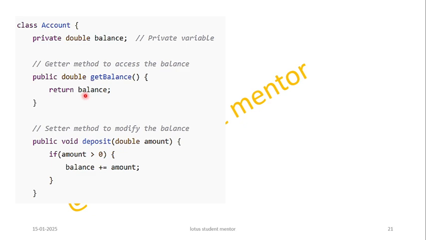After that, what will happen? The setter method is used to modify the balance. What is that setter method? That is public void deposit(double amount). If amount is greater than 0, then balance equals balance plus amount. The amount will be increased to modify the balance.